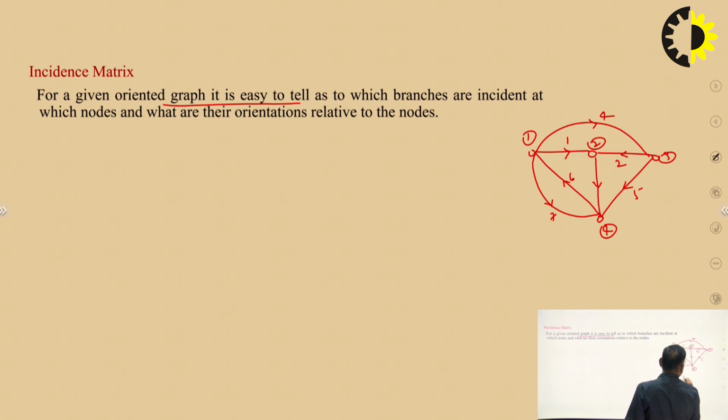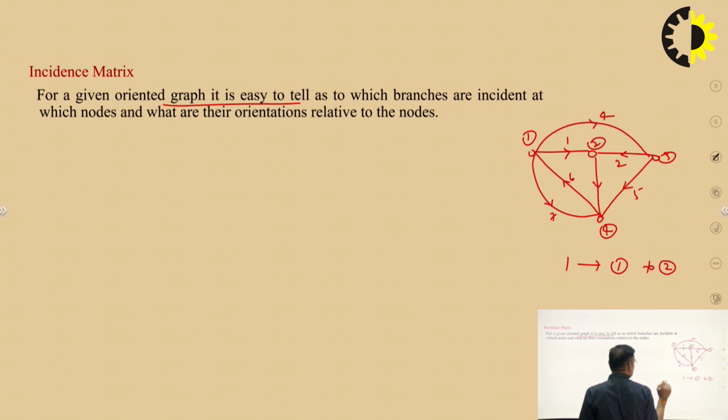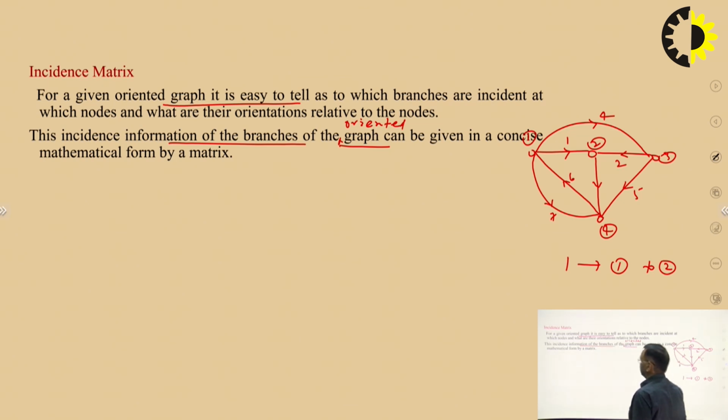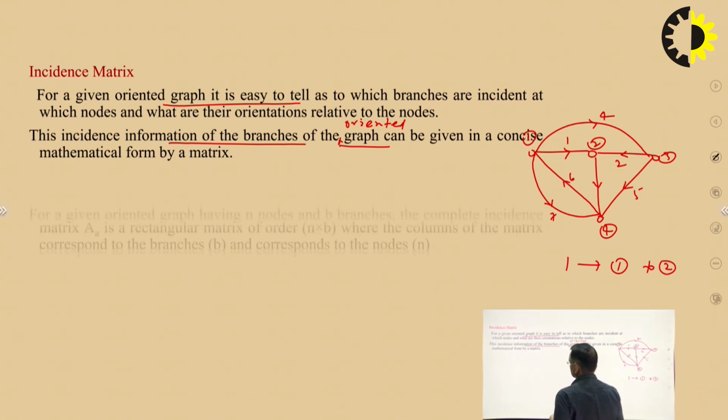Suppose branch 1 is in between node 1 and node 2, and its orientation is away from node 1. So branch 1 is incident at nodes 1 and 2, and its orientation is away from node 1. This incidence information of the branches of an oriented graph, the graph must be oriented, can be given in a concise mathematical form by a matrix. So it is called the incidence matrix.